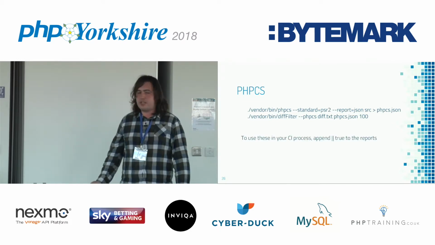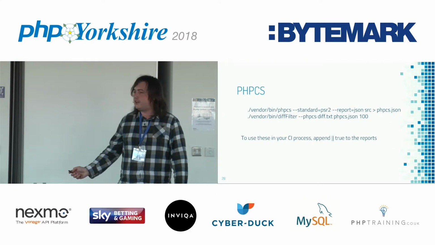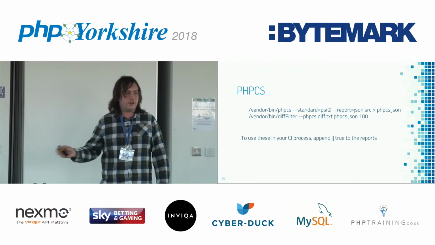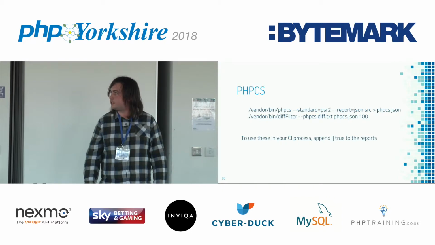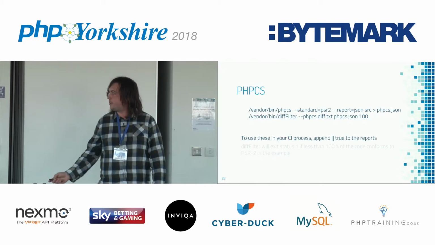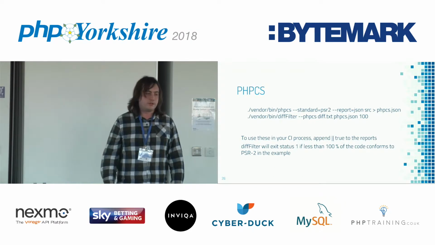If you need to use this in your CI process, you do need to append or true at the end of this command here, the first command, because if that fails, you need to just carry on as normal. So the or true says it's effectively false, and then or true, so the CI process doesn't stop. The diff filter will exit status 1 if less than 100% of the code conforms to it.